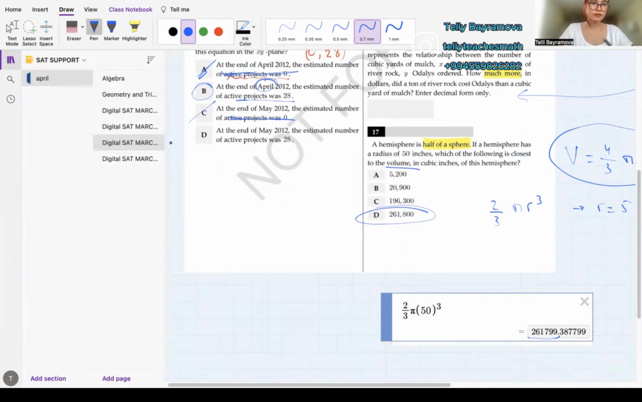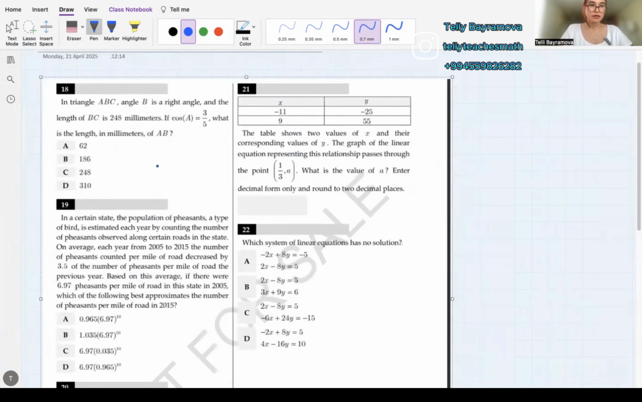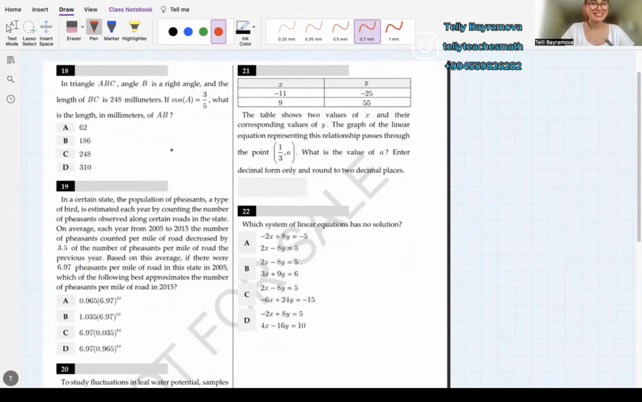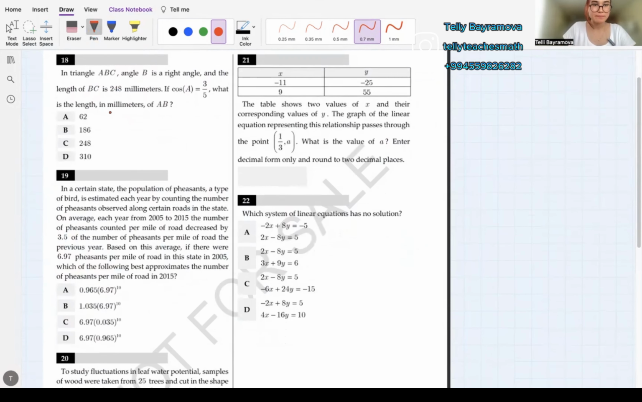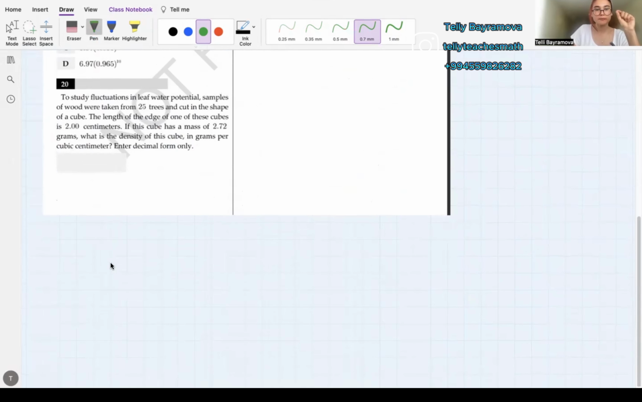Okay, and the last question. Again, triangle ABC, as you see, most questions are about right triangles. B is a right angle and the length BC is 248 millimeters. Let's say A, B, C. B is a right angle, which BC is 248. Cosine A is 3 over 5. What is AB?